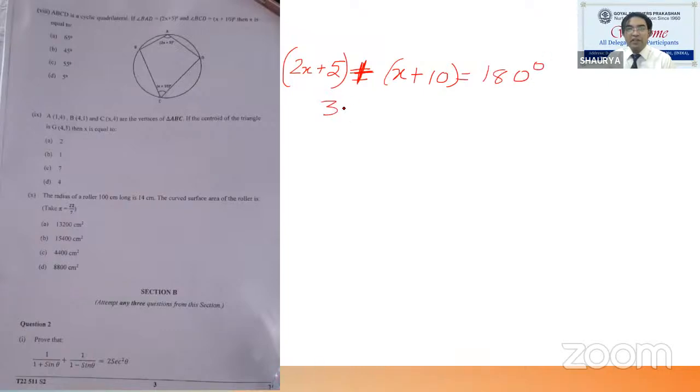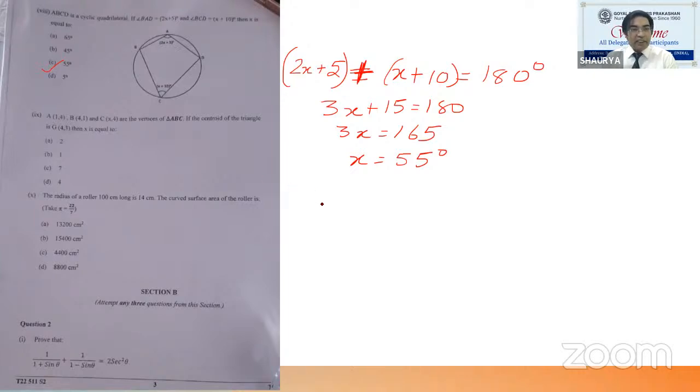It's a simple linear equation. 3x plus 15 is 180 degrees, which will give me 3x is equal to 165 and x is equal to 55 degree. That gives option C as the correct answer to question 8, MCQ number 8. We can turn ourselves to question 9.